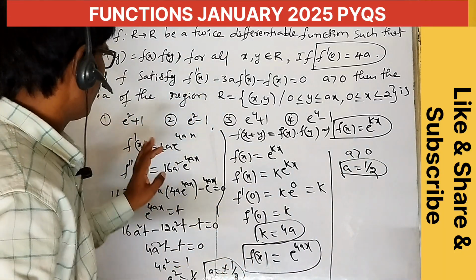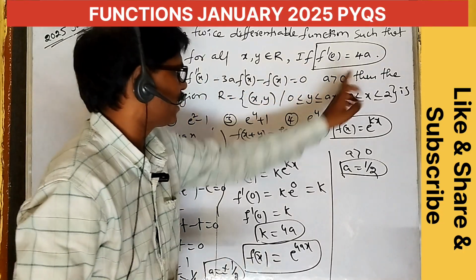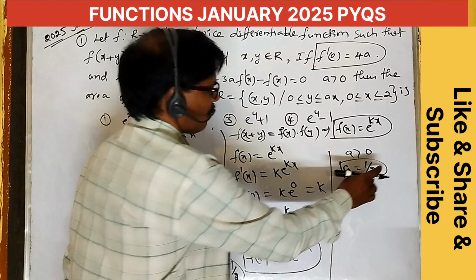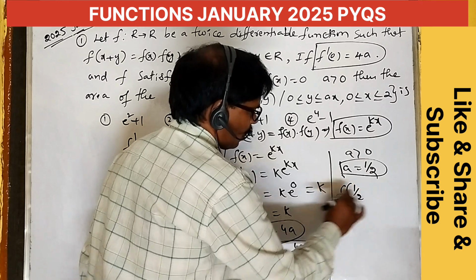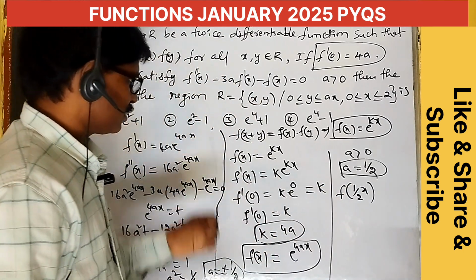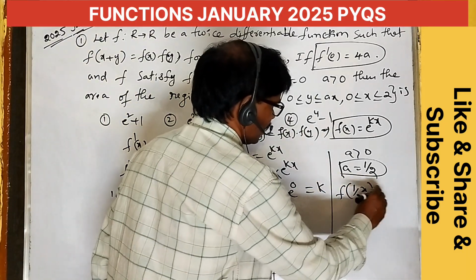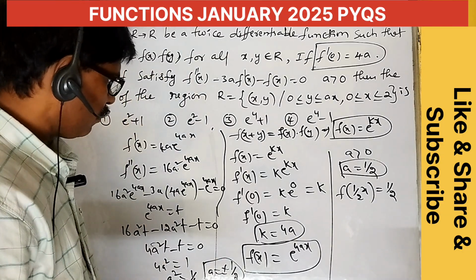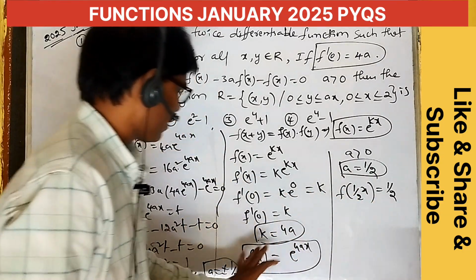Asking the question, area of the shaded region, with a greater than 0. This is the ax, and a is equal to 1 by 2. So the area is the area of 1 by 2 into x, f of 1 by 2 into x. Okay, f of x is equal to what here? This is the integral of area equal to 1 by 2 x, so this is 1 by 2 into x.